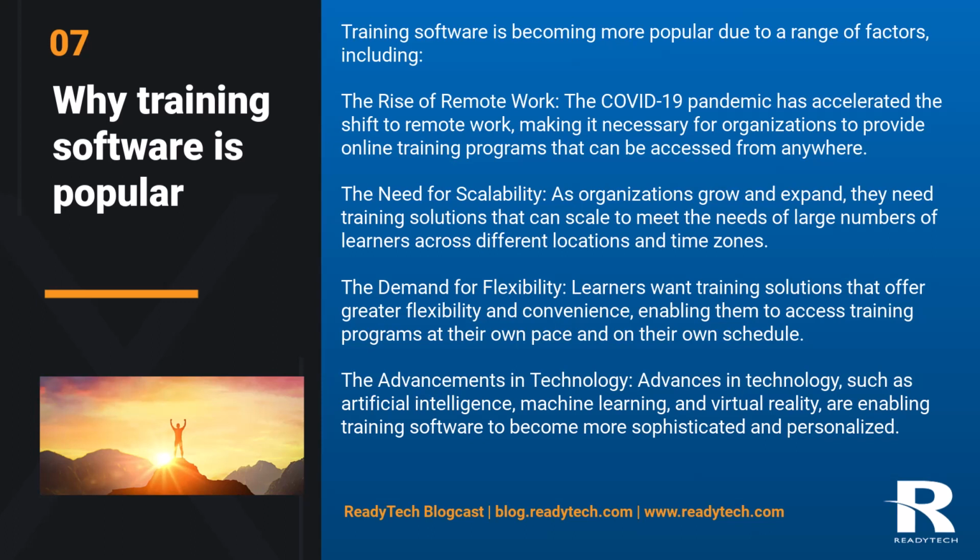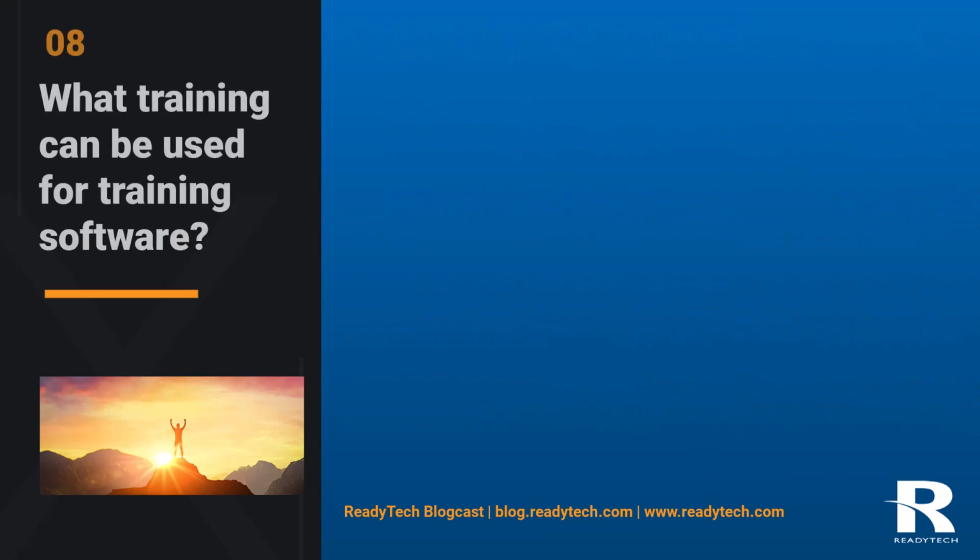The demand for flexibility. Learners want training solutions that offer greater flexibility and convenience, enabling them to access training programs at their own pace and on their own schedule. The advancements in technology. Advances in technology such as artificial intelligence, machine learning, and virtual reality are enabling training software to become more sophisticated and personalized. What training can be used for training software?